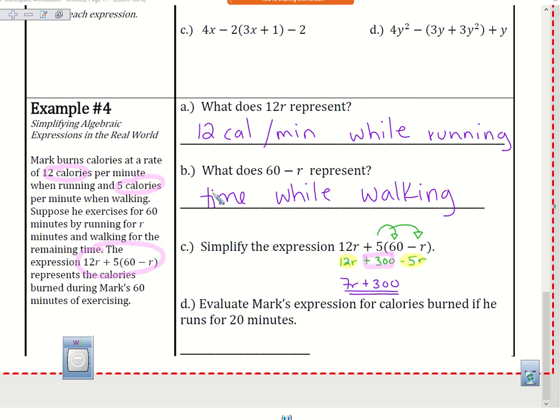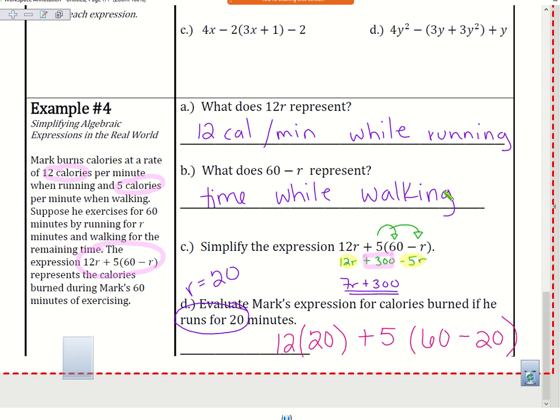Last one, letter D, evaluate. So this goes back to yesterday's lesson. Mark's expression for calories burned if he runs for 20 minutes. Okay, so we are plugging in 20 to R. This means R is now equaling 20. So into my expression, it's not an equation, no equal sign. I'm plugging in 20 wherever I see R. So I get 12 times 20 plus 5 times the quantity 60 minus 20. I'm going to pause here. Are you guys okay with what I just did? I see R here in my expression. I'm plugging in 20 for R there. There's an R here. I'm plugging in 20. Plugging in 20 for R.